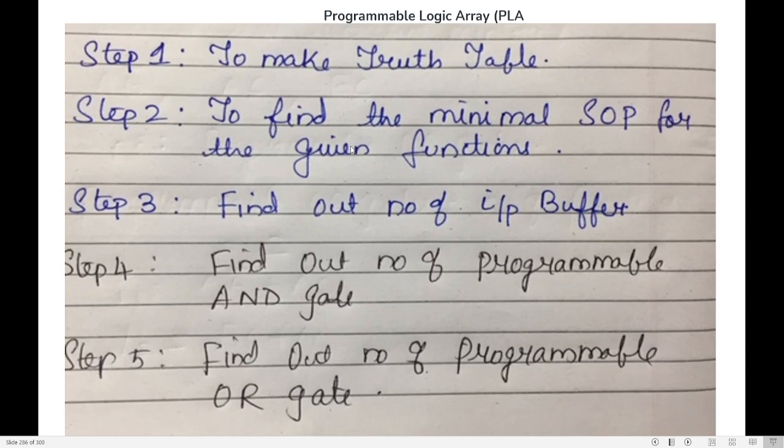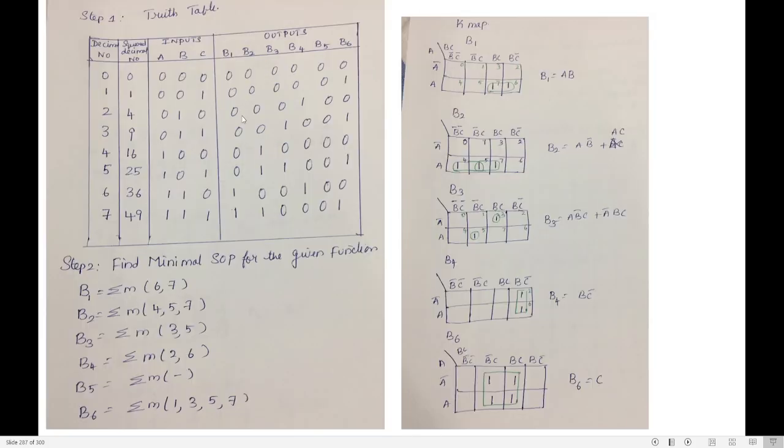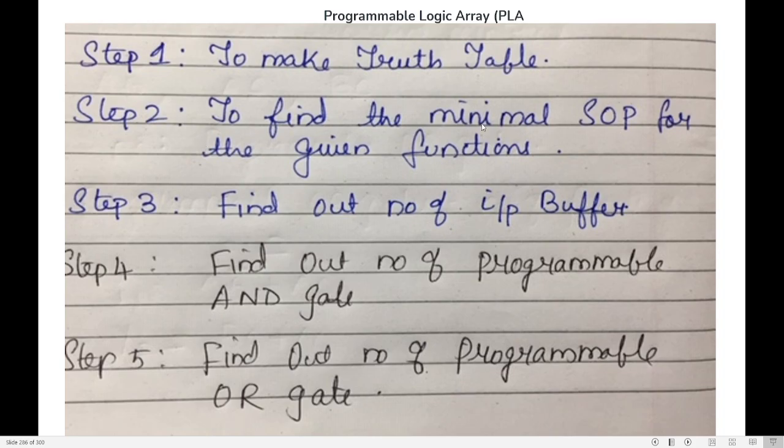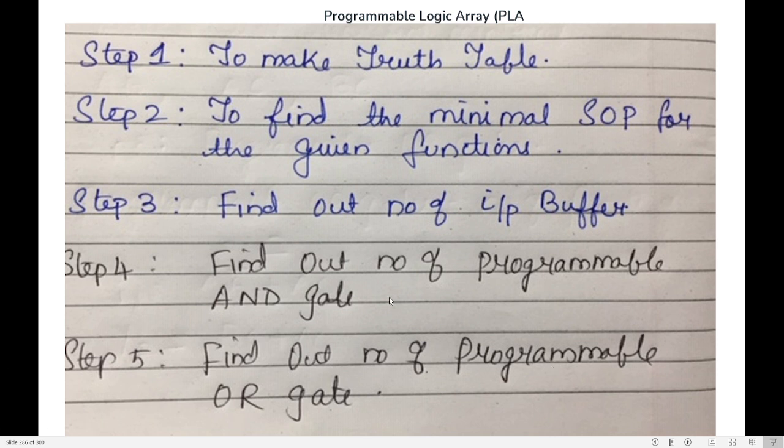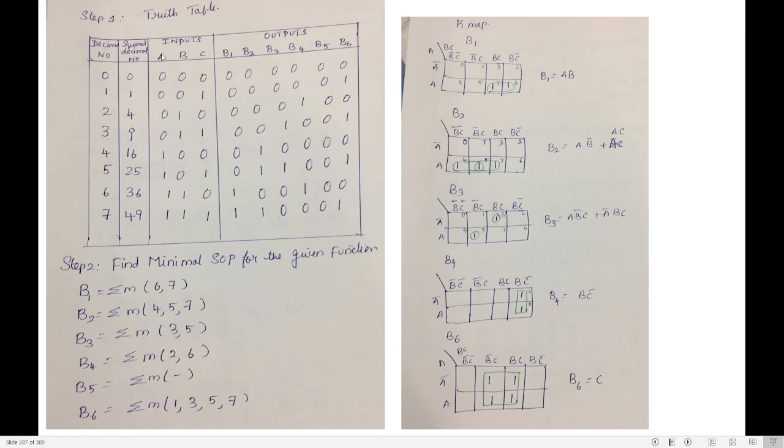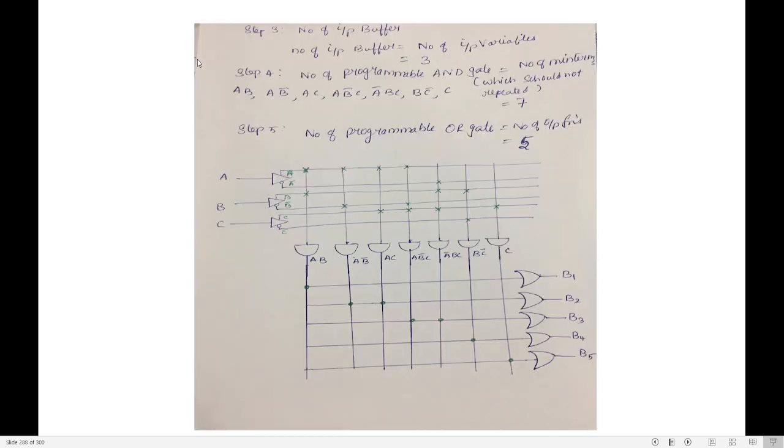Now what is my first step? To make the truth table. So I've done making the truth table. What is my second step? Find the minimal SOP. So from the function, I have found out the minimal SOP. Okay. So now I have the minimal SOP. What is the third step? Find out the number of input buffers. So how many input buffers do we have? Number of input buffers is equal to the number of inputs. If there are 3 input variables, 3 input buffers. Number of input buffers is equal to number of input variables. So A, B, C are 3 input variables. So I need 3 input buffers. Done.